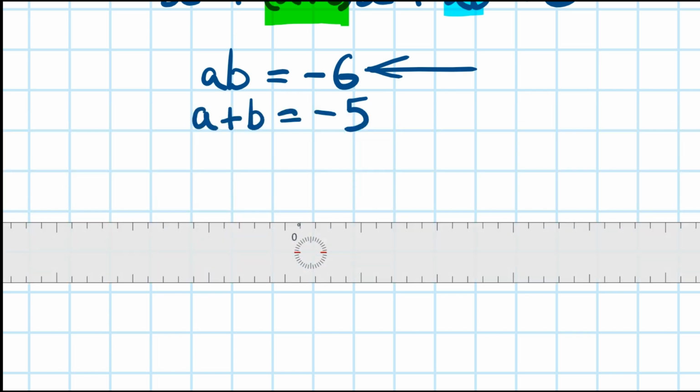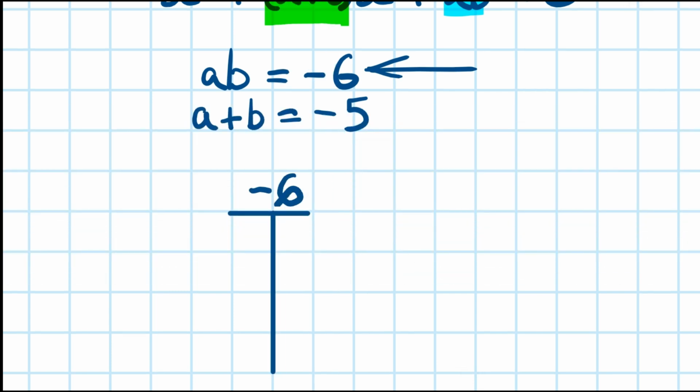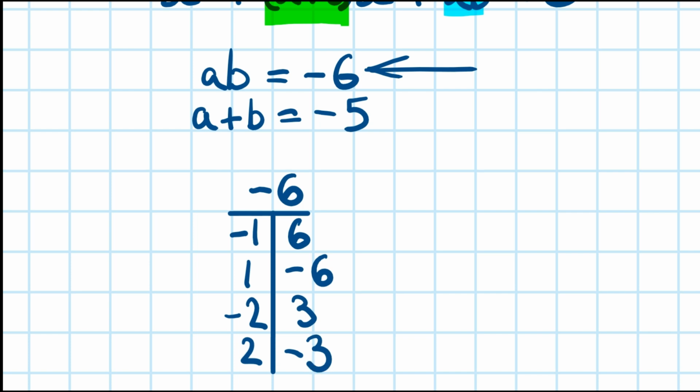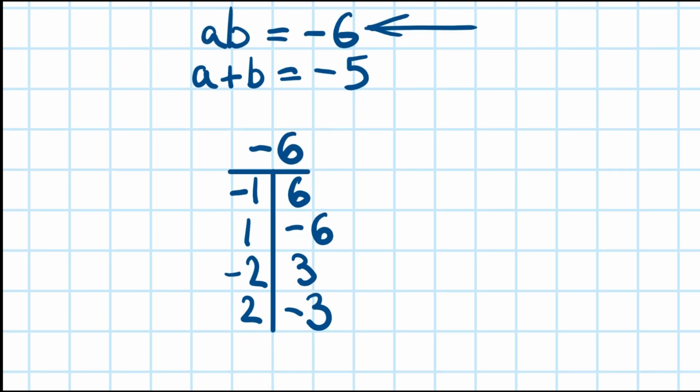Let's draw another grid. At the top we have minus 6. We could do minus 1 and 6. Actually, I'll write that on the other side. We could do 1 and minus 6. We could have minus 2 and 3. Or we could have 2 and minus 3. Okay? So these are our options, our factors of minus 6. And we obviously can't divide 6 by 4 or 5, so we've got everything that we need here.